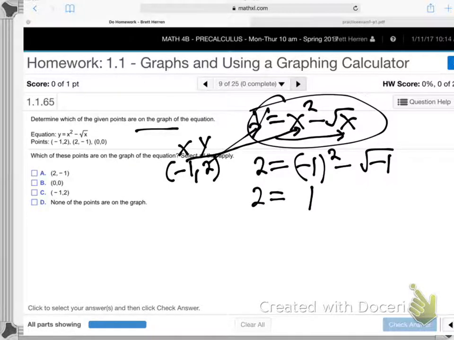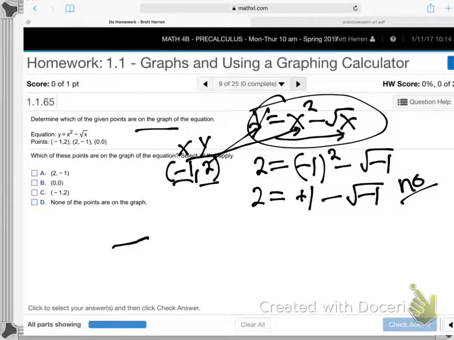Negative 1 squared is positive 1, right? Minus, and what's the square root of negative 1? It's an error, it's imaginary. You can't square root negative numbers, because what times itself is negative 1? Nothing. It's i, it's imaginary. So this is no. 2 does not equal 1 plus an imaginary number. So plugging in negative 1 for x and 2 for y did not make the equation true. That means that dot would not be on the graph. So not that one.